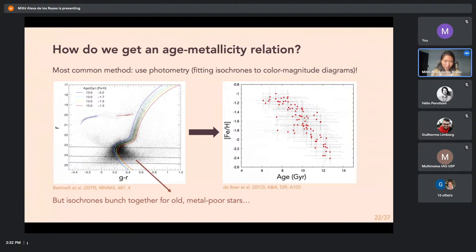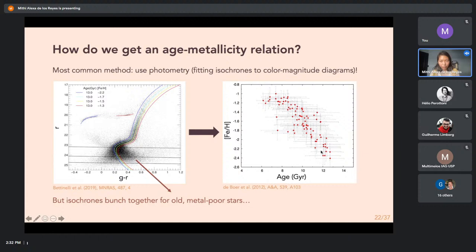It's the relationship between the age of a star and its metallicity. And it's commonly measured using photometry. So when we have resolved stellar populations, we can just fit model isochrones to color magnitude diagrams, and that will tell us something about the overall age and metallicity of the stars.